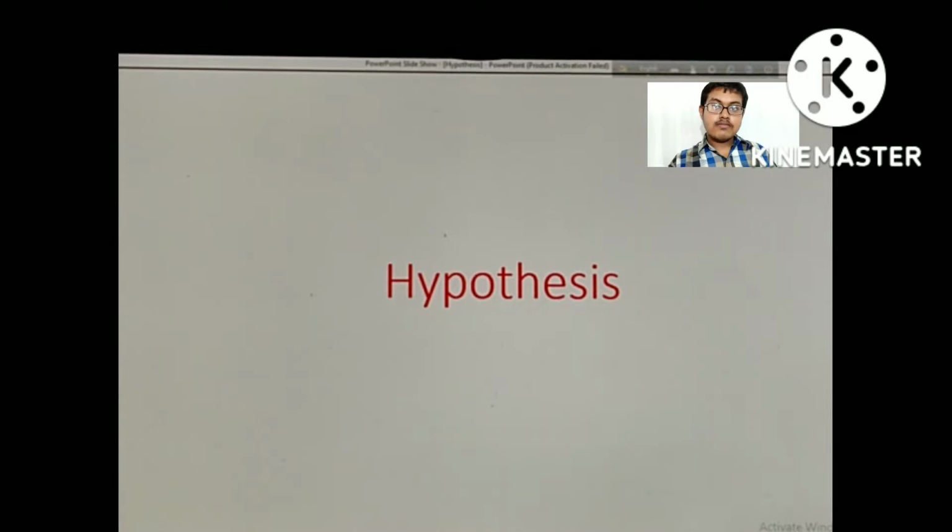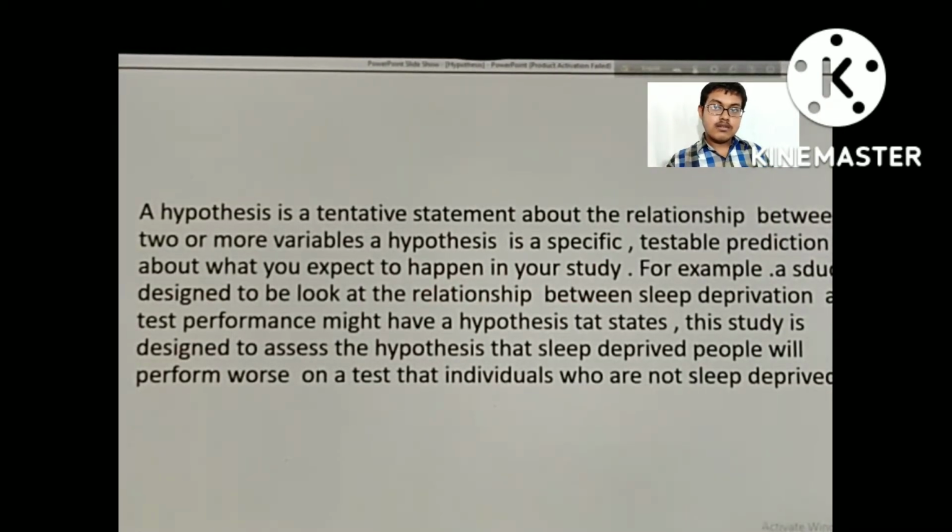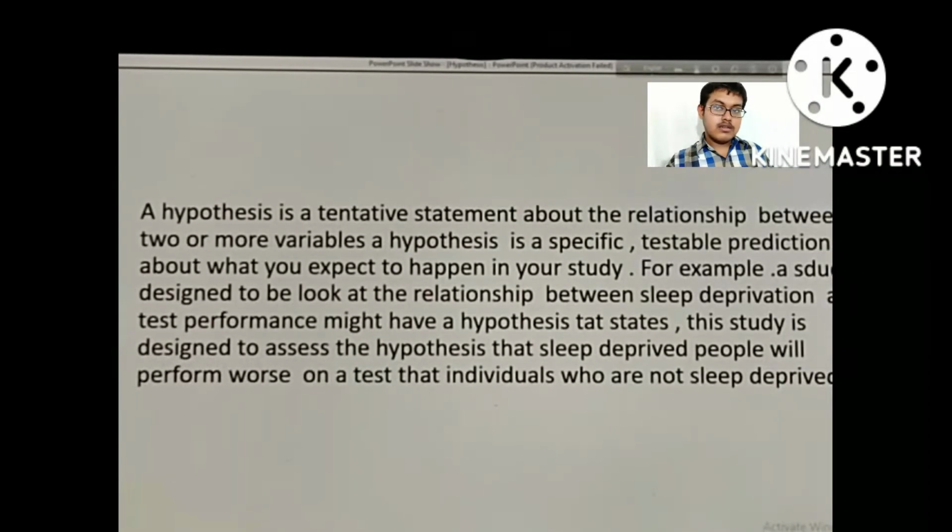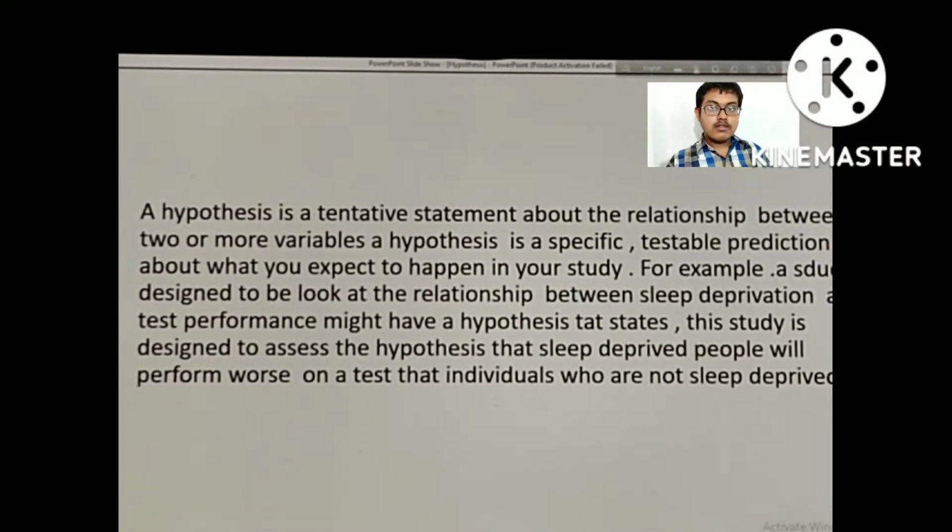Today I again come with another topic of nursing research which is called hypothesis. Hypothesis is a tentative statement about the relationship between two or more variables. A hypothesis is a specific testable prediction about what you expect to happen in your study.